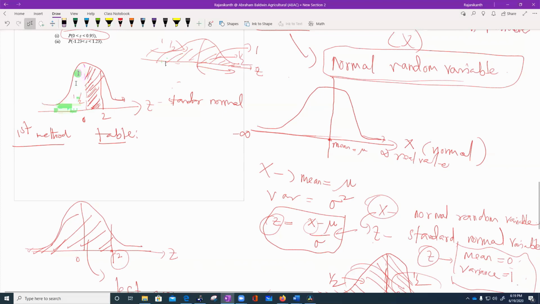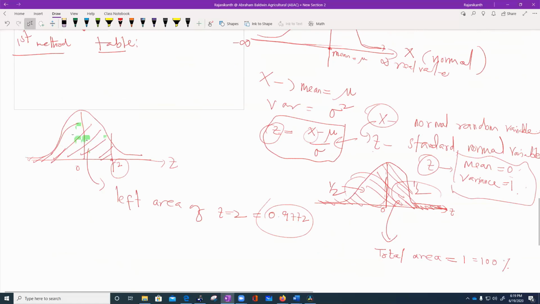Do you get my point? For every z distribution, the area anything left of 0 is half, because of the symmetry, because the total area is always 1 for the full curve. Right? Now look at this picture. Just now we got anything left of 2 is 0.9772. Am I right? Right.